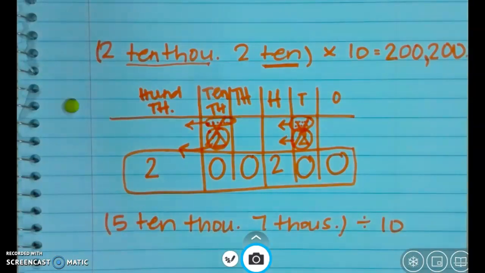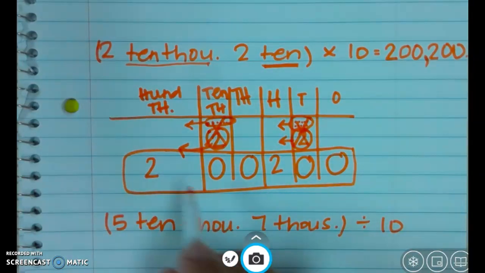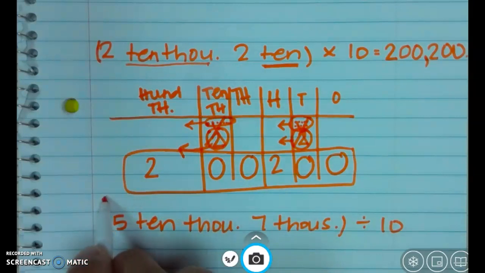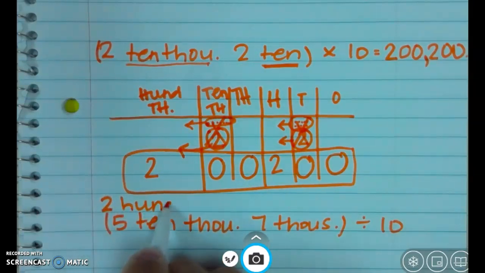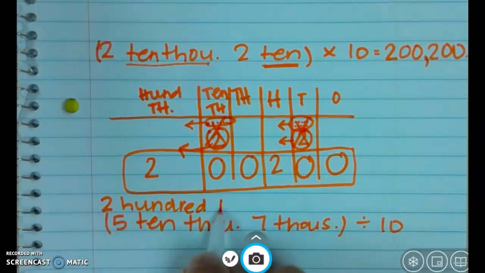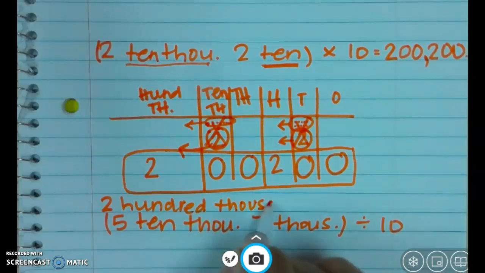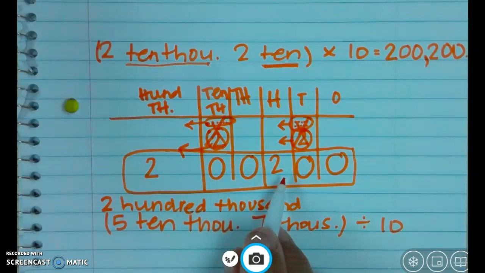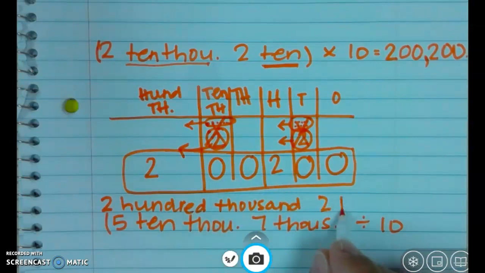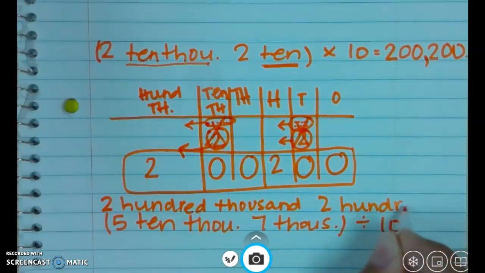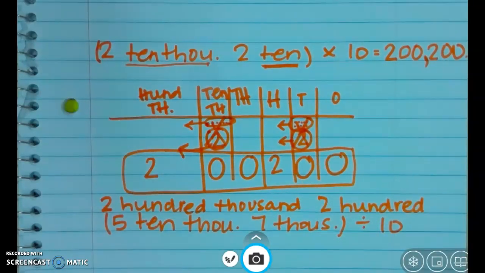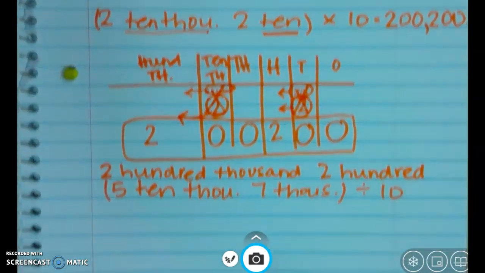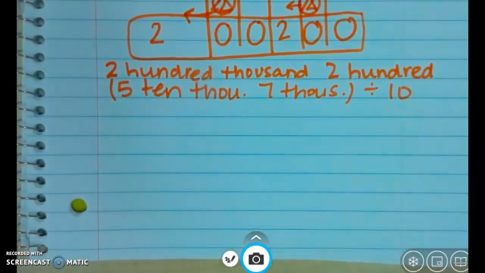And if I was going to write that in unit form, which your teacher might have you do, you would write it as 200,000 and 200. We don't have anything in the 10,000s or thousands. Okay? Now let's do division.